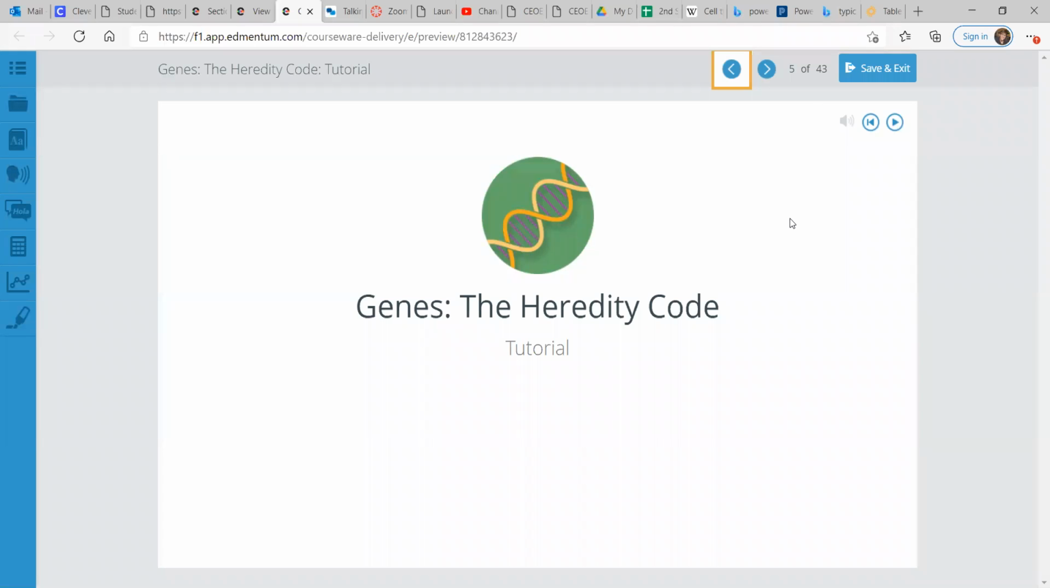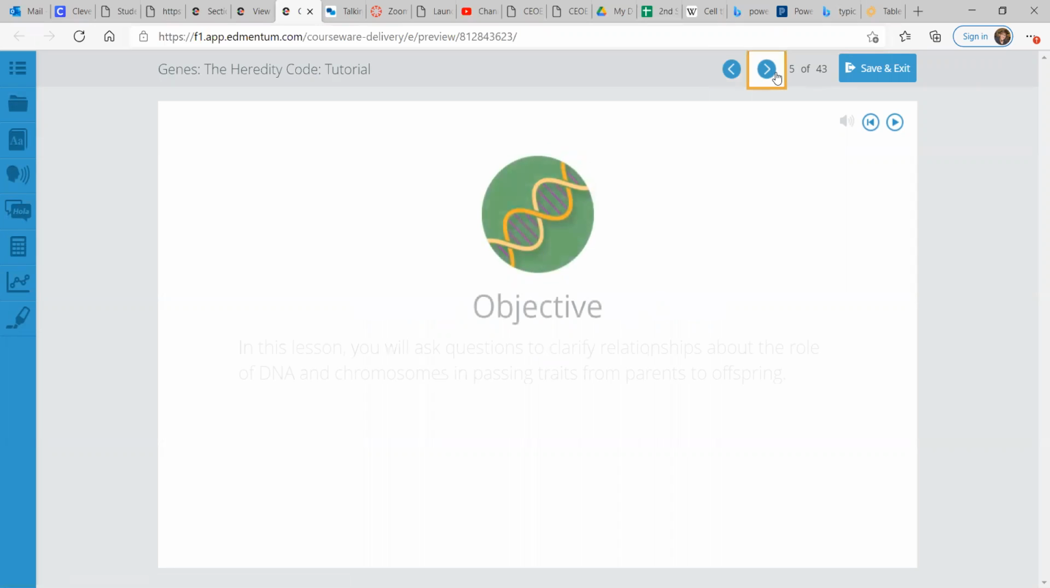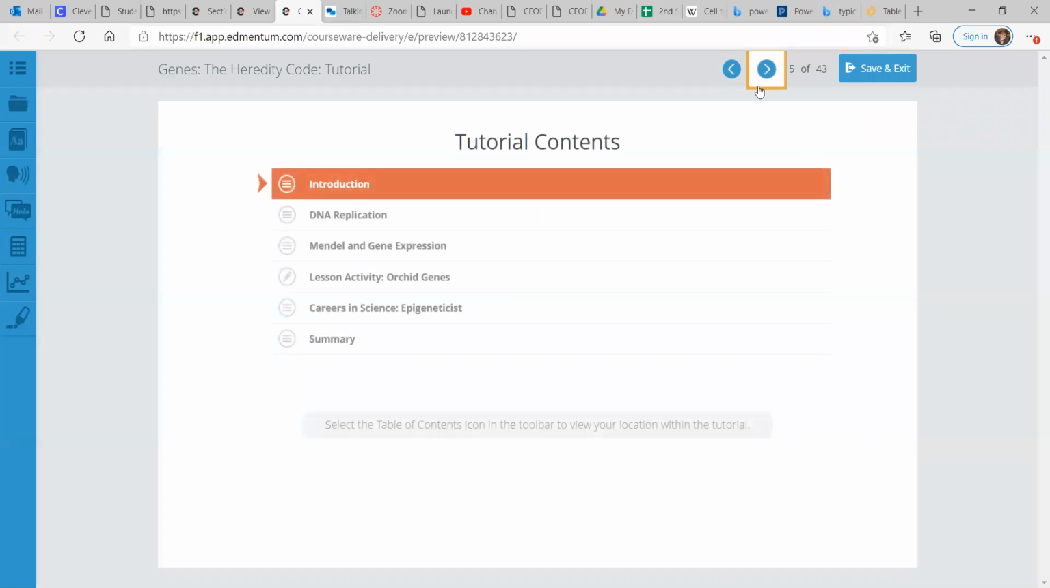Hey, it's Mr. Shrum, and we are going to get into genes, which is the heredity code. We're going to ask some clarifying questions about the relationship between DNA and chromosomes, and what roles they play in passing traits from parents to their offspring.